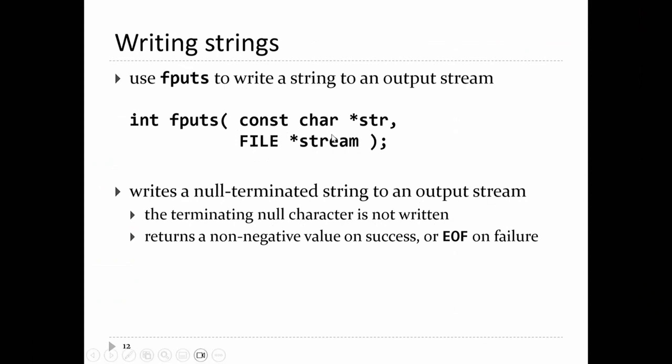So there's an fgets that reads in a line of text. fputs will write a string to a file. So fputs writes str to that file there. There's no newline character here. If you want a newline character, you have to put it as part of the string.